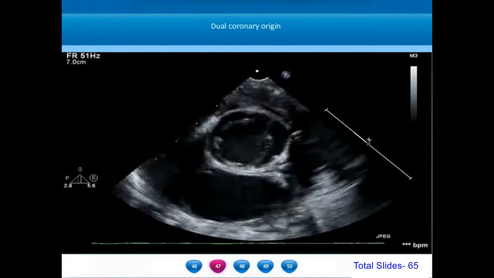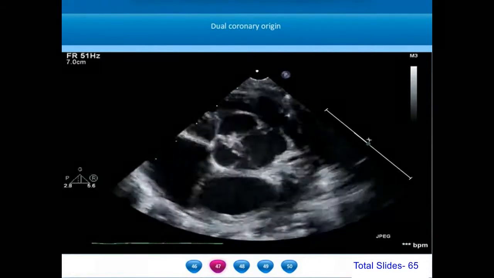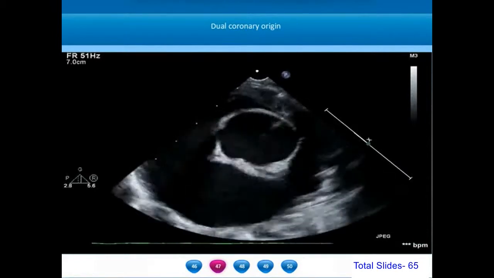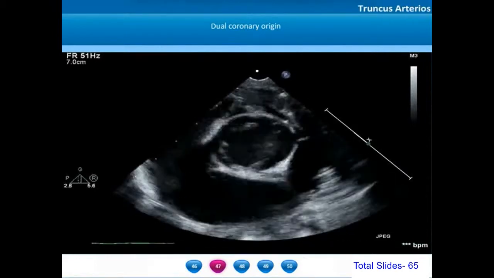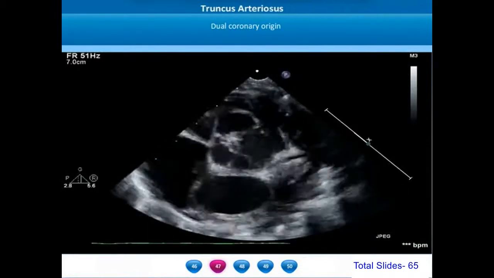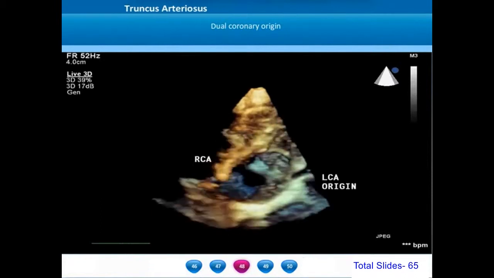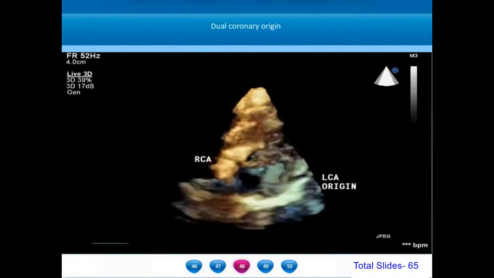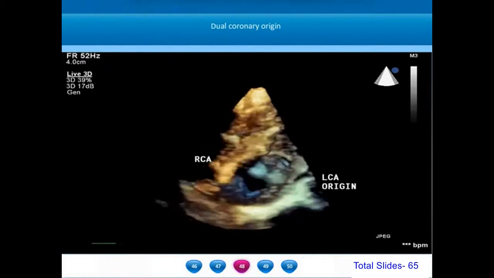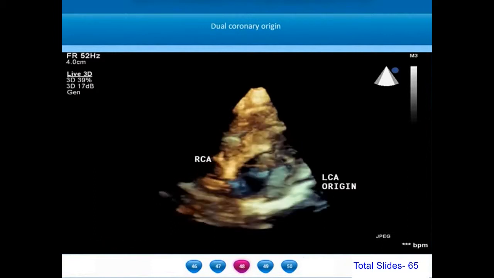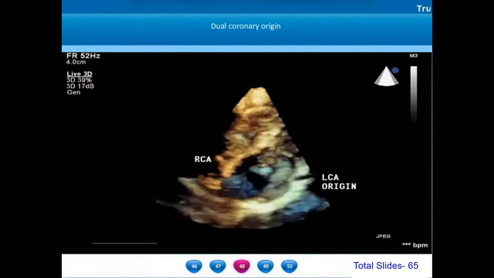In most of the patients with Truncus arteriosus, there will be dual coronary artery origin, with the left coronary artery arising from the posterior and left facing sinus, and right coronary artery arising from the right sinus. On a 3-dimensional echocardiogram, the truncal root demonstrates both the coronary artery origins. We can see the left coronary artery origin as a gutter of the LCA, and again the right coronary artery as a gutter.